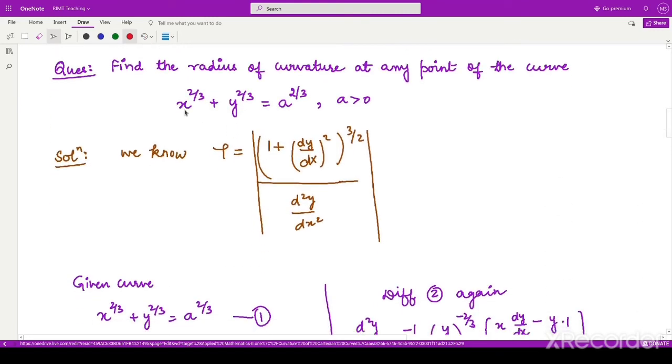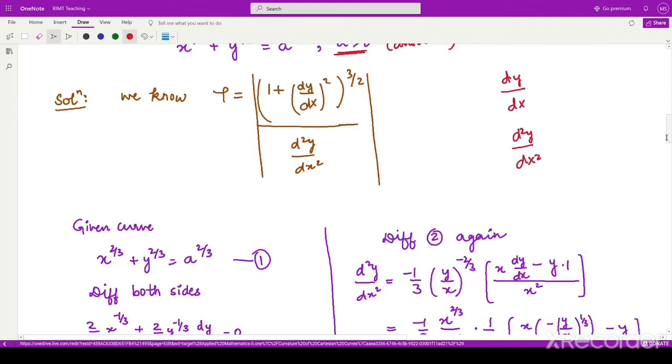If we are given this curve, x raised to power 2 by 3 plus y raised to power 2 by 3 equal to a to the power 2 by 3, where a is greater than or equal to 0 and is some constant quantity, then they are asking what is the radius of curvature at any point on this curve. So we know the formula to calculate this radius of curvature. It is calculated using this formula: 1 plus first derivative square, whole raised to power 3 by 2, divided by the second derivative. That means we would find dy by dx and d2y by dx2. So first derivative and second derivative are to be calculated.